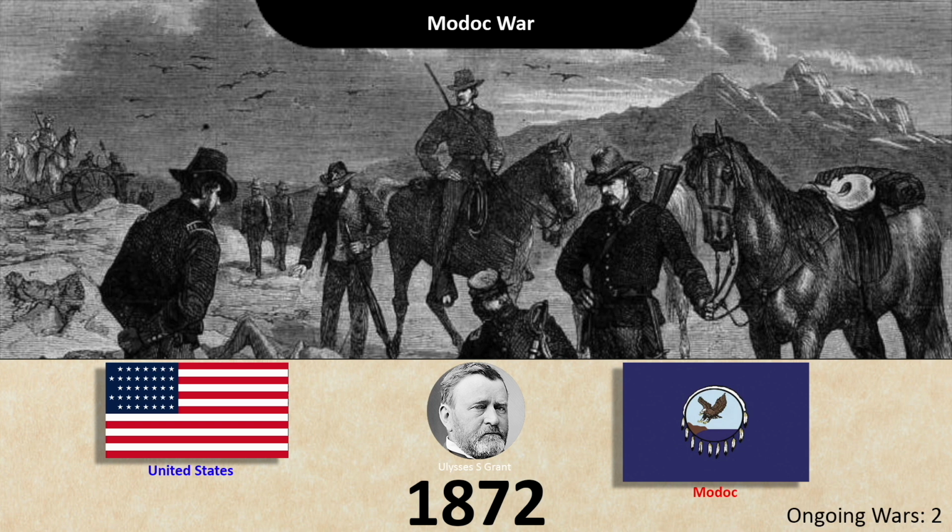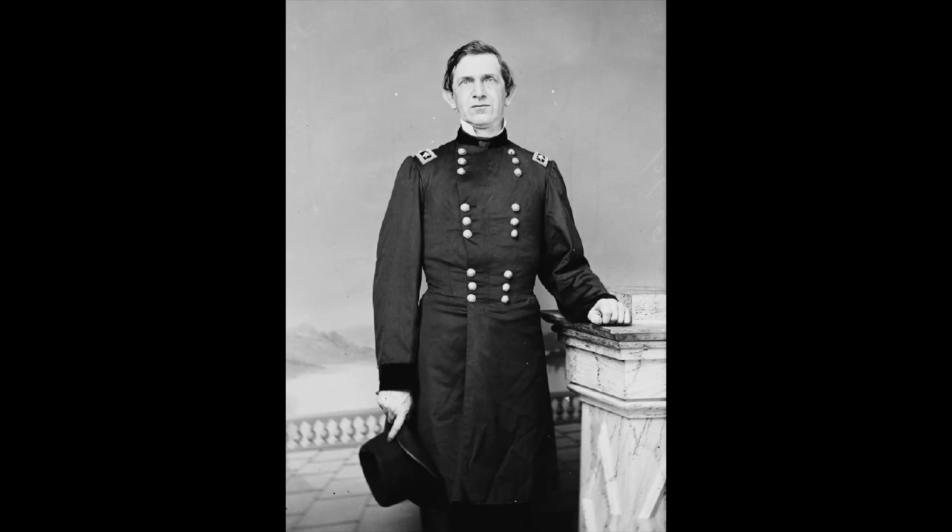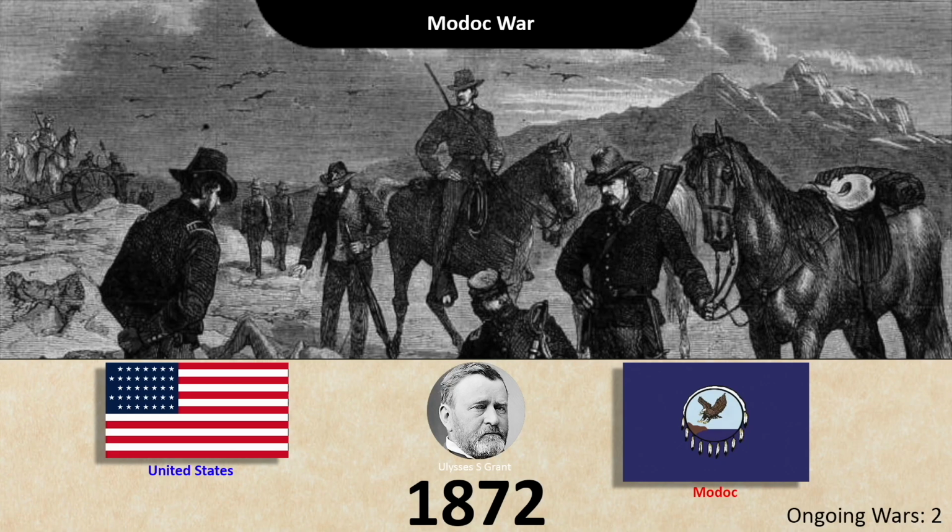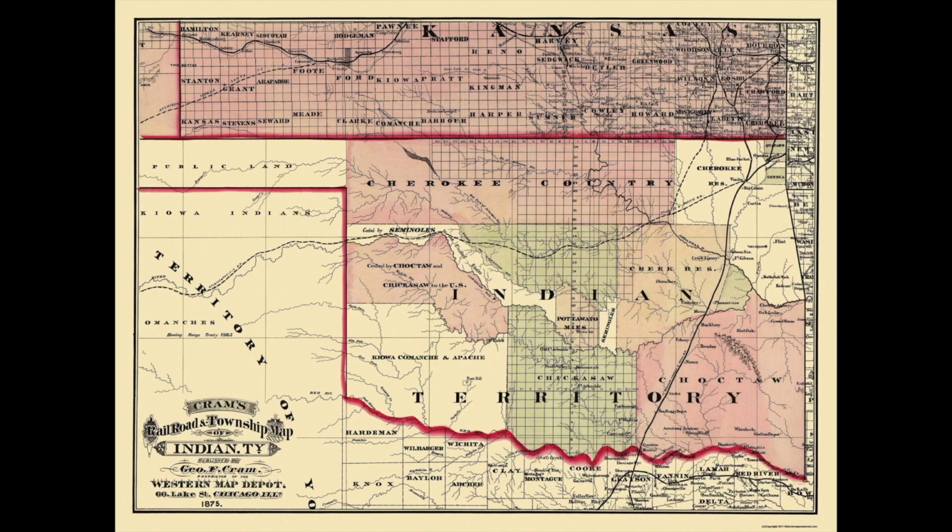Eventually, in April 1873, during a peace commission meeting, Captain Jack and others would kill General Edward Canby, and they believed that by doing this would encourage the Americans to leave, but they were wrong. U.S. forces would come with more reinforcements, and the Modoc would eventually surrender. Captain Jack and 3 other warriors would be executed, and the remaining 150 Modoc would be sent to Indian Territory.